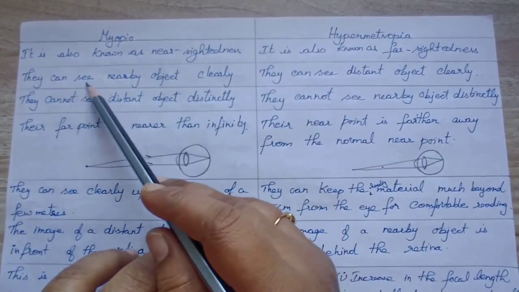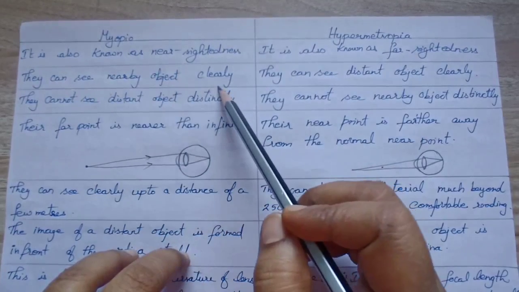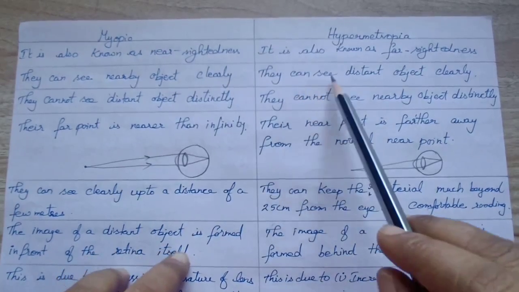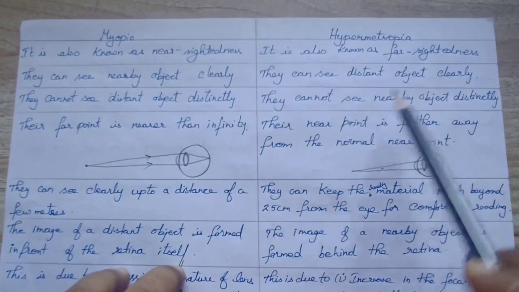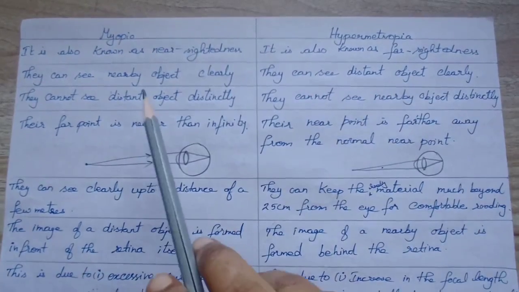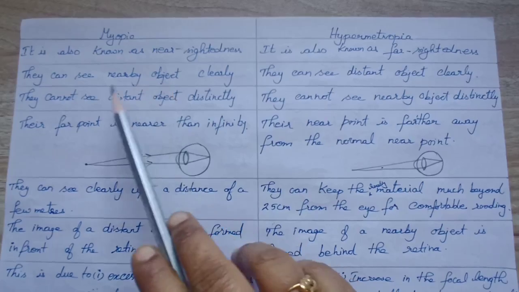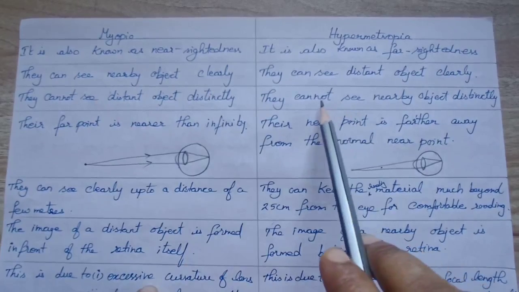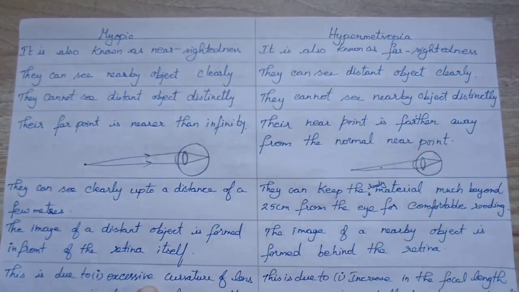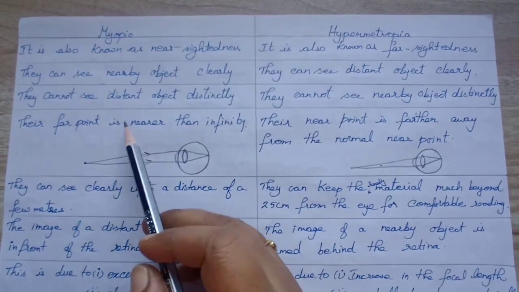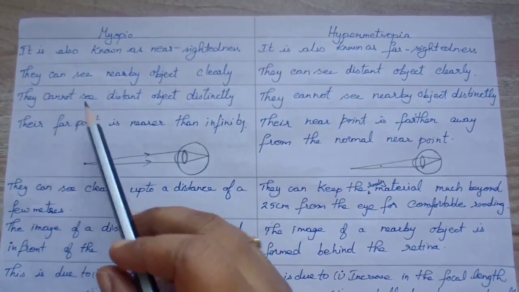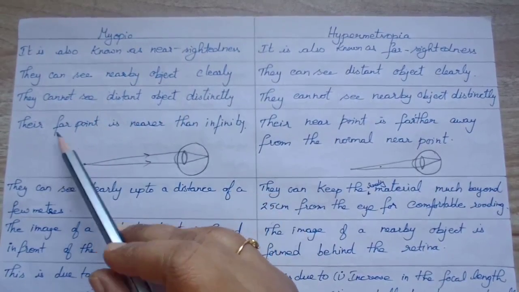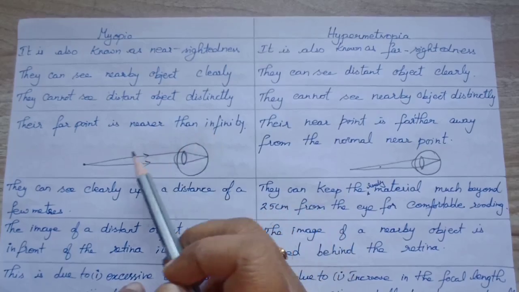In case of myopia, they can see nearby objects clearly. In case of hypermetropia, they can see distant objects clearly. That means those who can see nearby objects cannot see distant objects distinctly, and here they cannot see the near objects distinctly. Why are they not able to see the distant object distinctly in myopia? Because their far point is nearer than infinity.